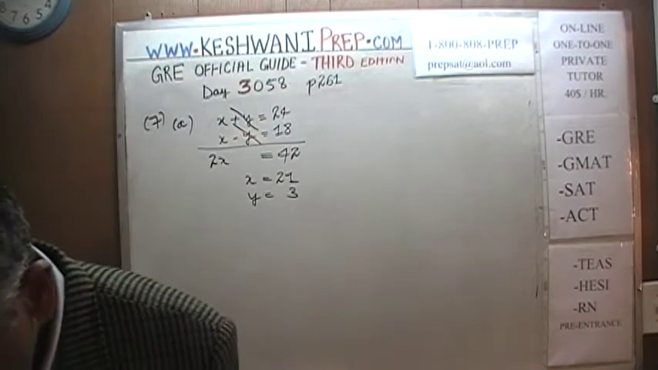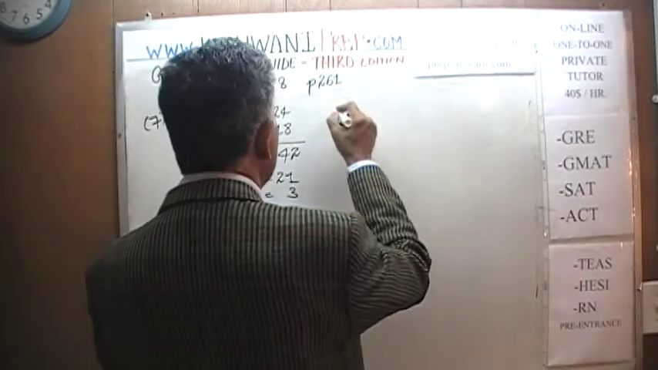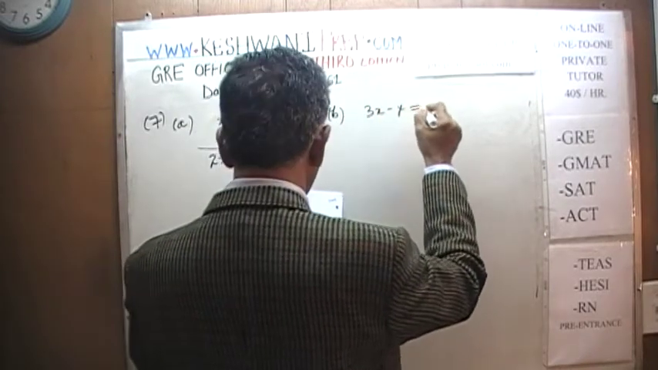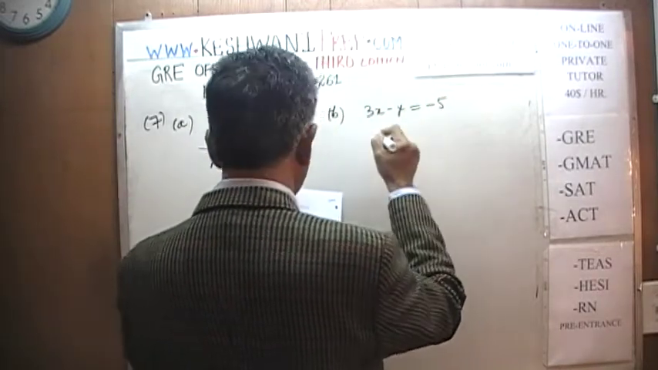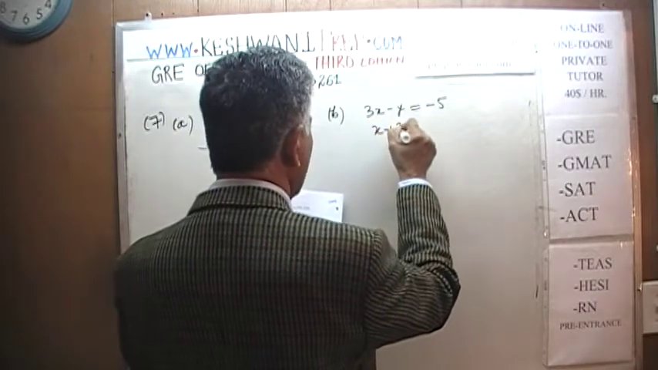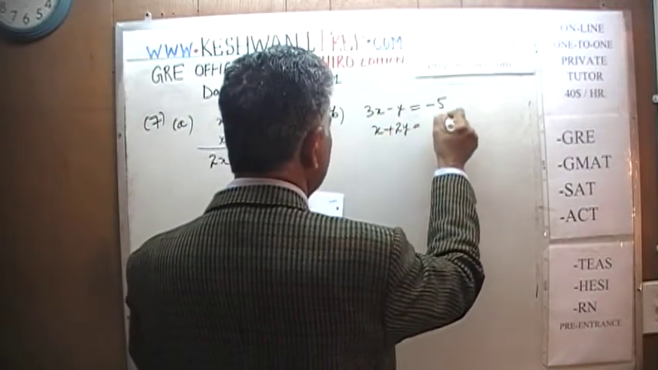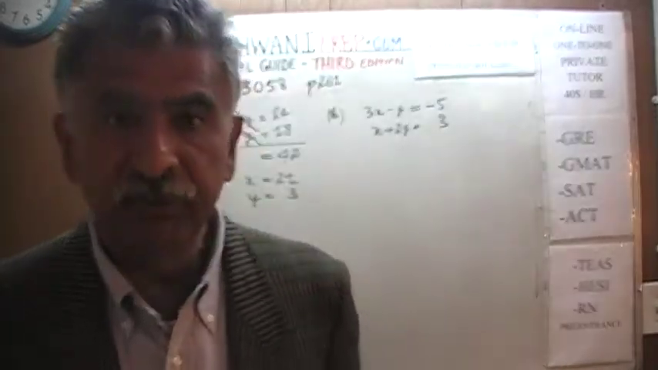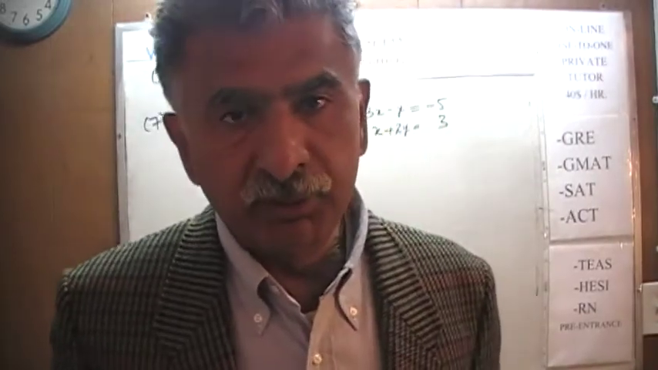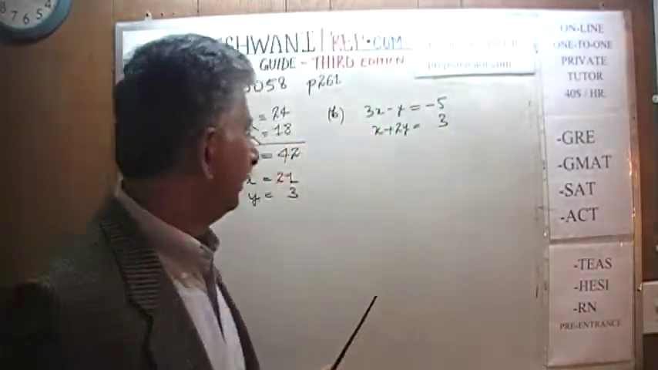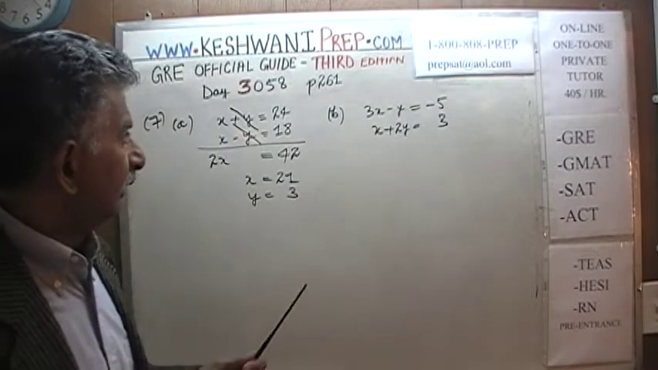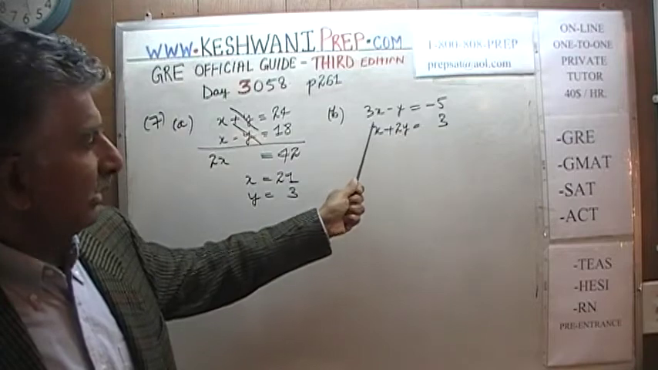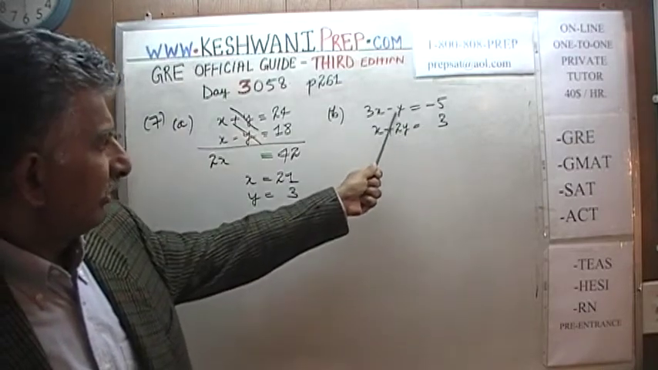Let's look at number 2. X minus y, we are told, equals negative 5, and x plus 2y is equal to 3. Now here we have to do a little bit of work, because the coefficients of x and y are different, so it's not as simple as this one. Somehow we have to get rid of one of the variables. We can either multiply the first equation by 2, making it 2y, or multiply the second equation by 3 and making it 3x. Let's multiply the first equation by 2.